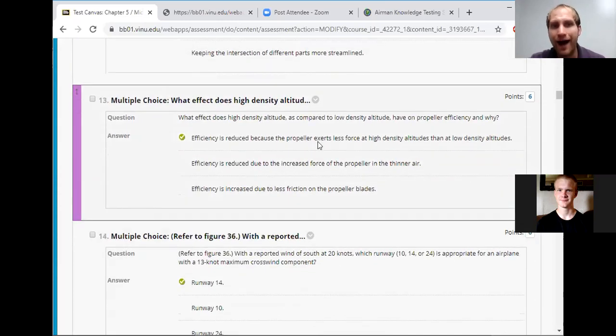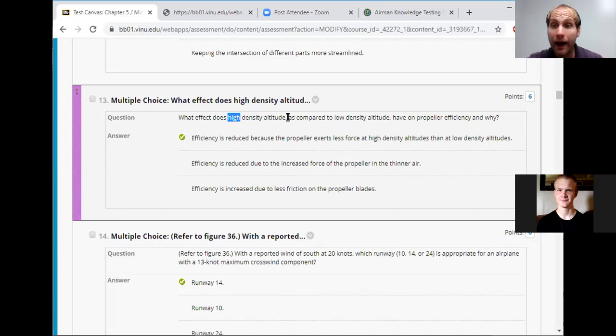All right, here's a good question about high density altitude. What effect does high density altitude have, as compared to low density altitude, on propeller efficiency, and why? So remember, what does high density altitude mean? It means the air is really thin. The air is less dense, very thin, like you're at a high altitude. Think about being in Colorado on top of the mountain in the middle of summer. It's very thin air, hot. Your engine is not going to perform well. You as a human being are not going to perform well.